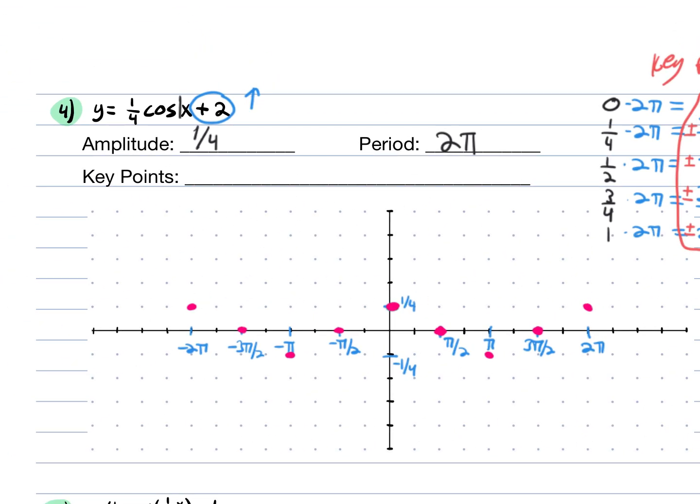All right, what should I do now with those points? Good, right? This one had a shift. We're going to move all of them up 2 units. All right, I don't know what 1/4 plus 2 is off the top of my head.